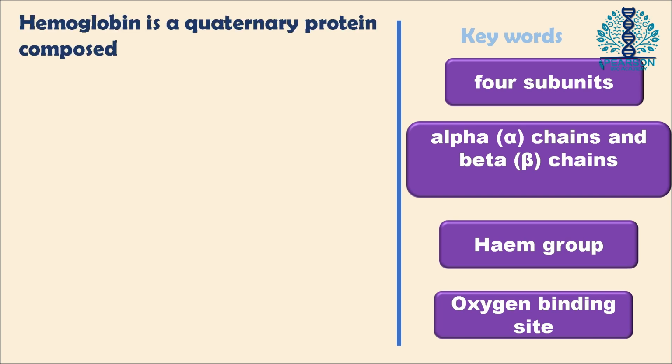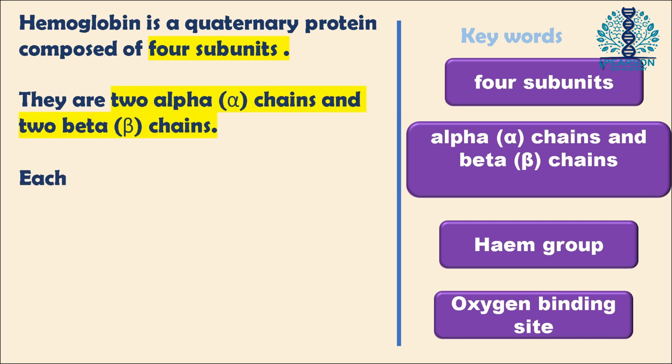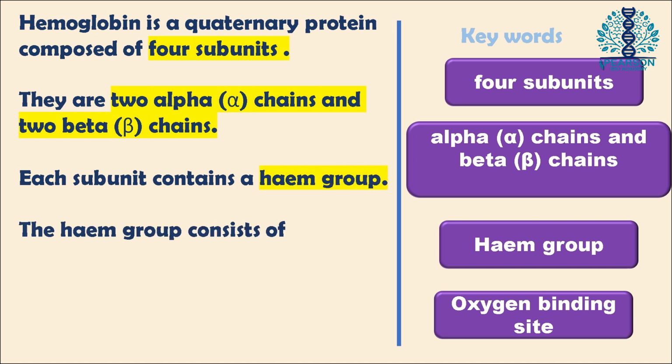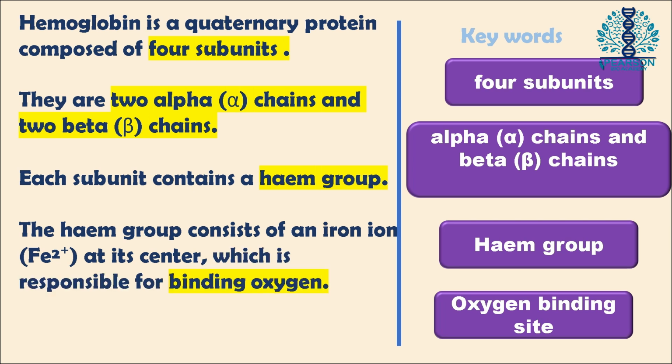Hemoglobin is a quaternary protein composed of 4 subunits. They are 2 alpha chains and 2 beta chains. Each subunit contains a heme group. The heme group consists of an iron at its center, which is responsible for binding oxygen.